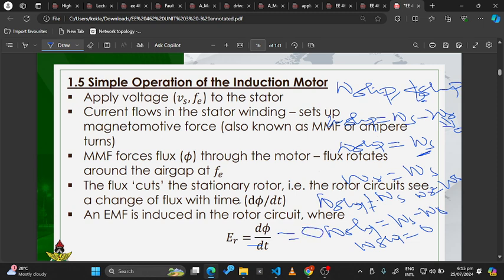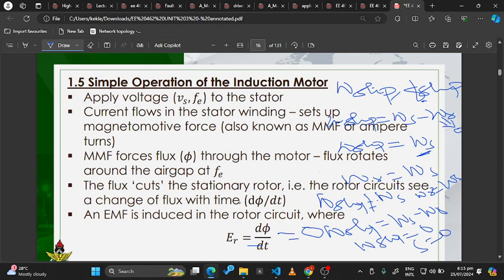Now I said earlier that if your omega slip is equal to zero, that's omega s minus omega r is equal to zero, it means your slip is now equal to zero. S is now equal to zero. Now let's see why you are not going to produce any torque.